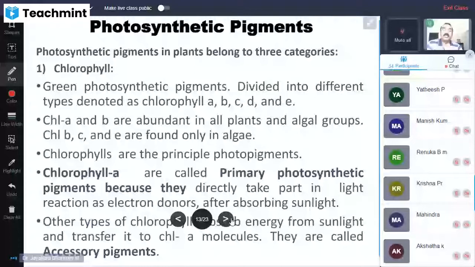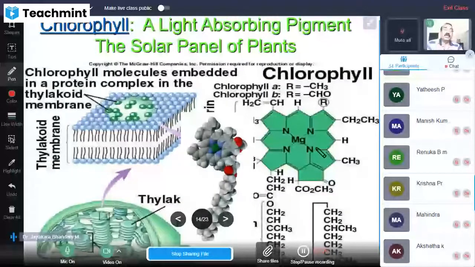Now, this is the structure of chlorophyll. It contains magnesium ions in the center. So, magnesium plays a very important role in photosynthesis because they form the structural component of chlorophyll pigments. Remember this.